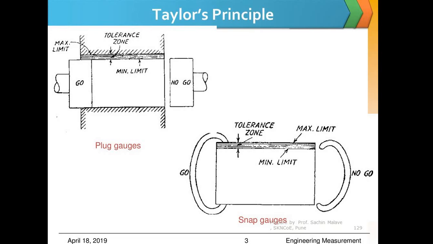You can see for the plug gauge, which is used to check the sizes of the hole, the hatched portion is the part. So this is a hole; to check the hole, a plug gauge is used, with a go end and a no go end. Similarly, this is the shaft, and to check the shaft, a snap gauge, ring gauge or gap gauge is used. This is the go end of the gauge, and this is the no go end of the gauge. So you can see that.